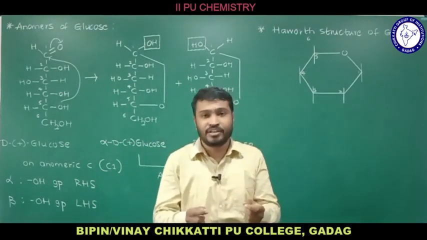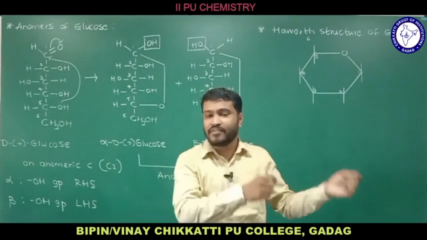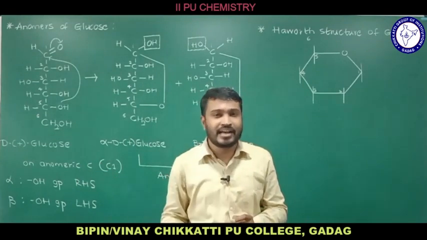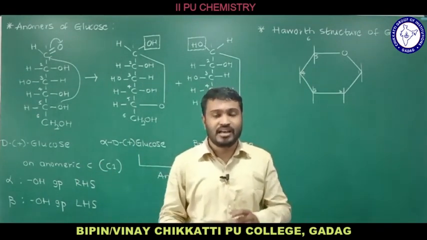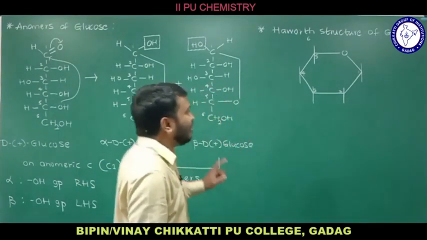Let me repeat that one. If you compare the Fischer structure and Haworth structure, the groups which are present on the right hand side of the Fischer structure has to be placed below the plane in the Haworth structure. So now we'll compare that one.